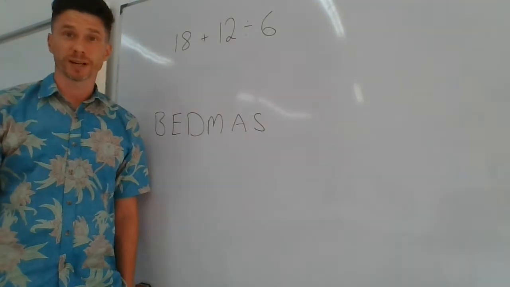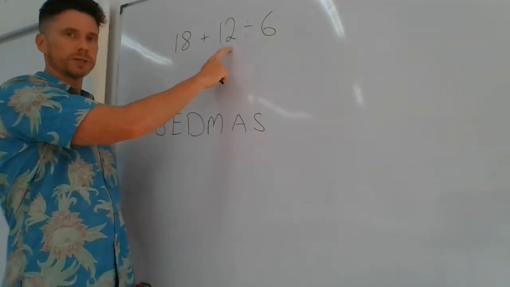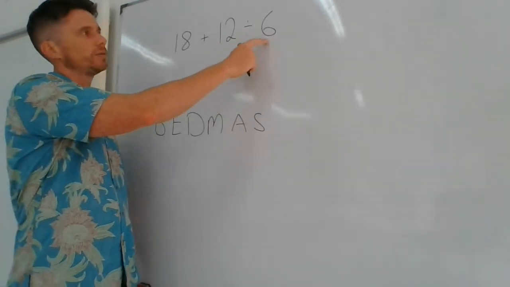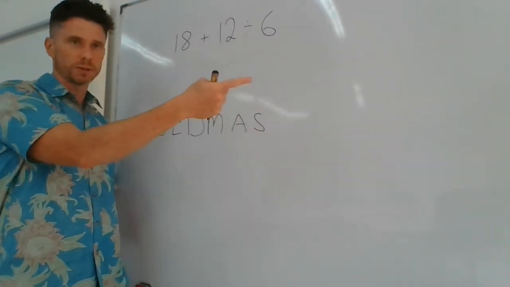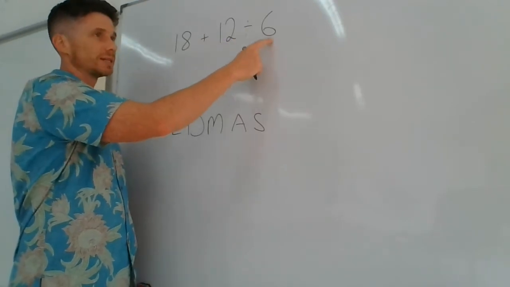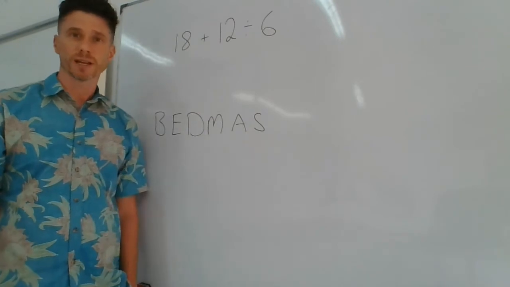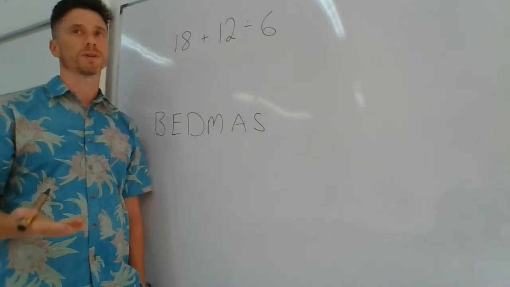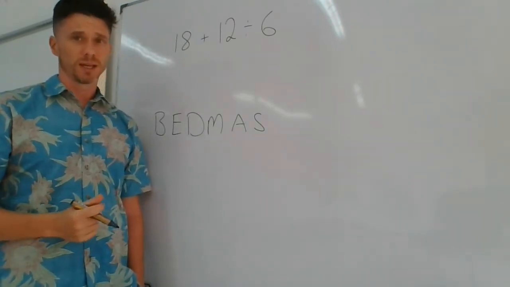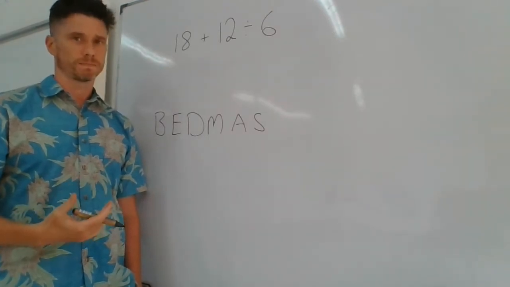Now you get two different answers depending on which way you do it. If I add 18 and 12 first, I get 30. 30 divided by 6, I get 5. If I do this bit first, 12 divided by 6 is 2, and 2 plus 18 is 20. So there's two different answers to this problem. So we must have a consistent way of doing it in order for us always to get the correct answer.